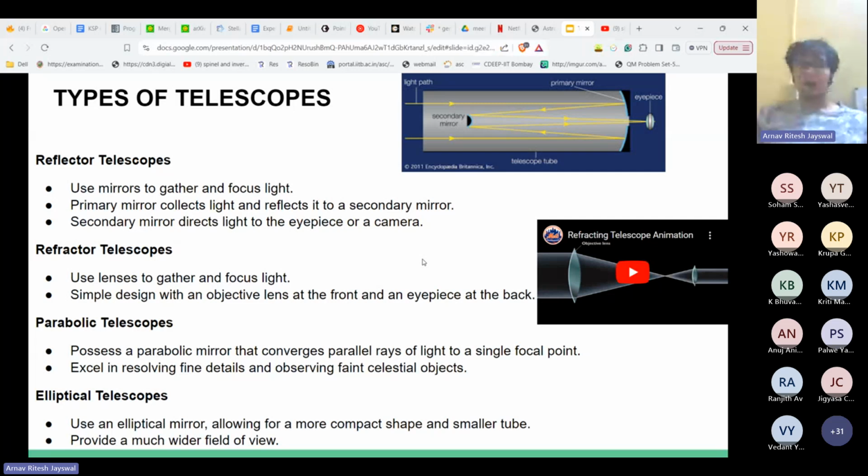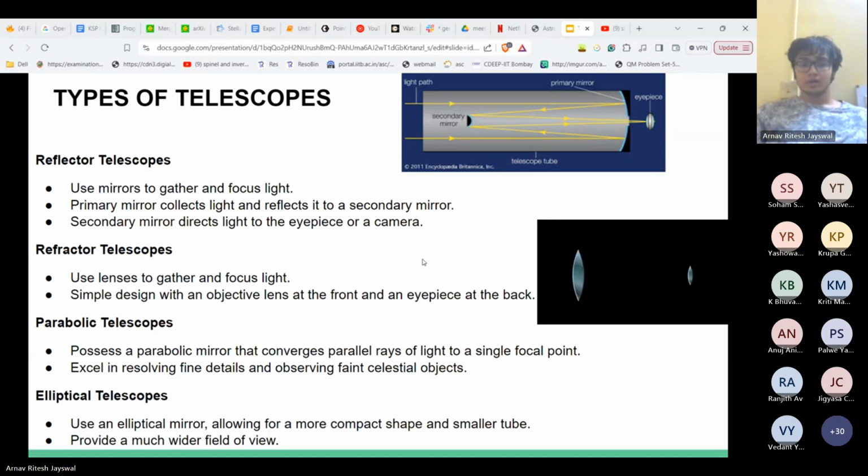Then, as we saw, parabolic telescopes converge parallel rays of light to a single focal point, and they're excellent in resolving fine details because you eliminate spherical aberration. And you also have elliptical telescopes. Elliptical telescopes are more compact in shape, and you can have them in smaller tubes, and that is why elliptical telescopes are preferred over parabolic telescopes these days.